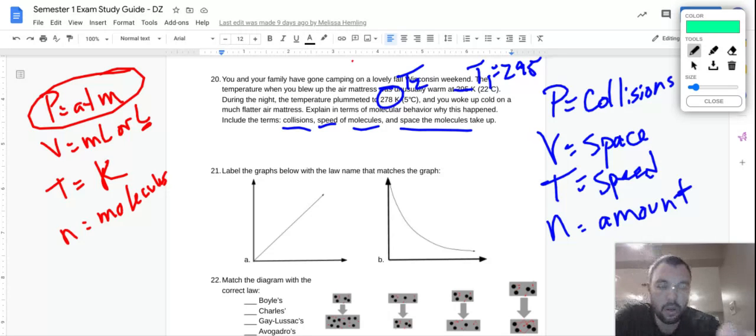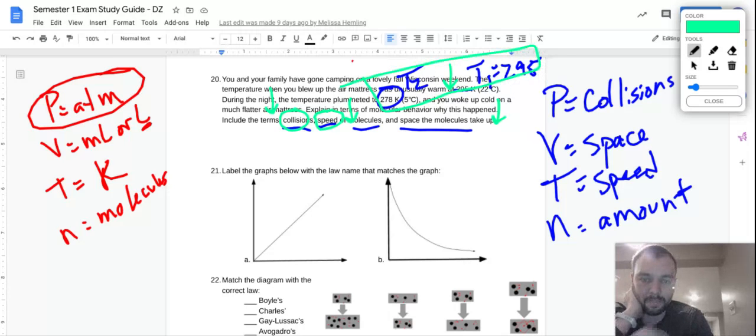So what happened? The temperature dropped. Okay, so we want to say something about the speed dropping. The speed of the molecules drops. Okay, let's talk about collisions. All right, so if the particles move slower, they're going to end up colliding less. The less they collide, the slower they're moving, the less space they're taking up. So let's put that into a sentence now. All right, so let's start with temperature, since that's kind of the information that we are given.